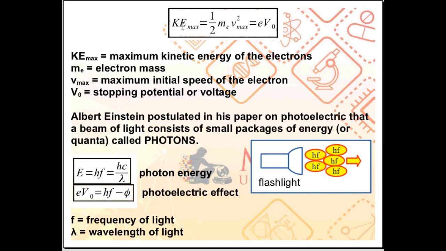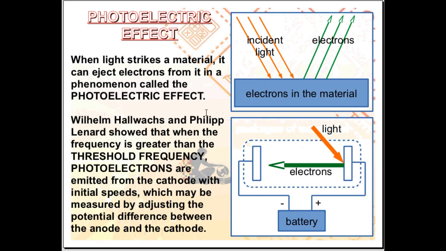The initial kinetic energy of the emitted electrons is 1/2 m v squared. m is of course the electron mass. v max is the maximum initial speed of the electron. And by varying the potential V naught across the electrodes, by varying the power source, say if you increase the potential, the positive side becomes more positive, the negative side becomes more negative.